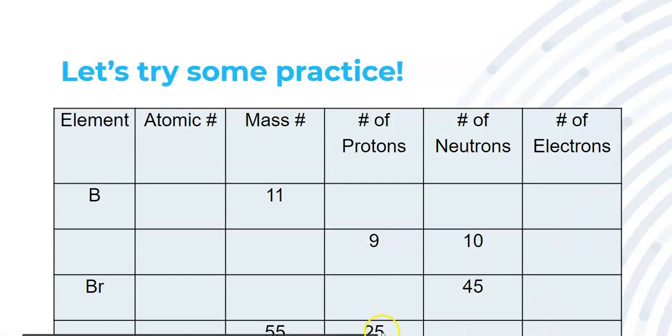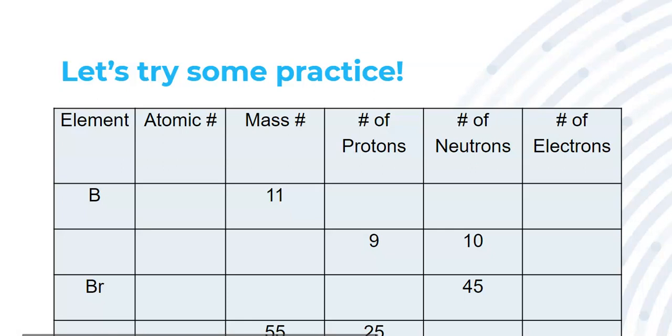Okay, so here's what I would like you to do just for a moment. I'd like you to pause, copy down this table, and try to fill it out. I know the last line's a little hard to see. That's 55 and 25 for the mass number and the number of protons. And then when you're done looking at this, press play and we'll go over it. So you will need a periodic table to do this.